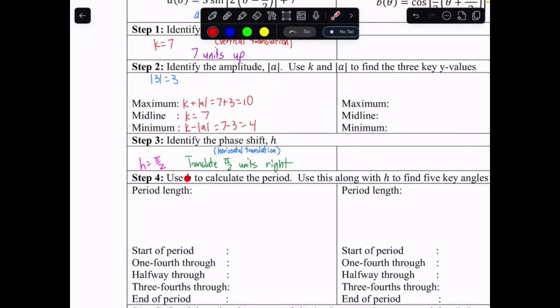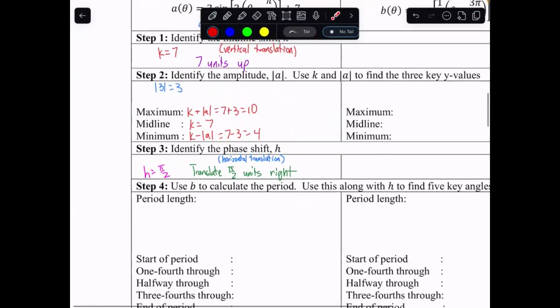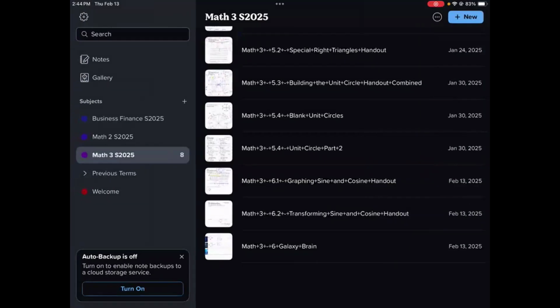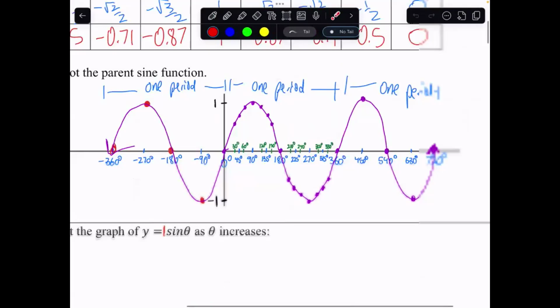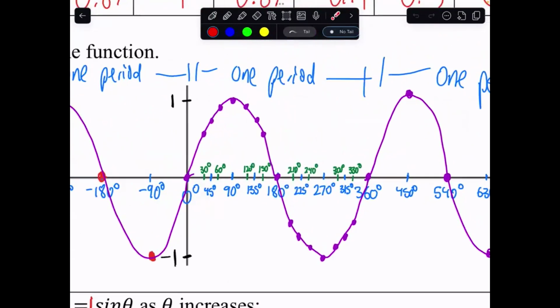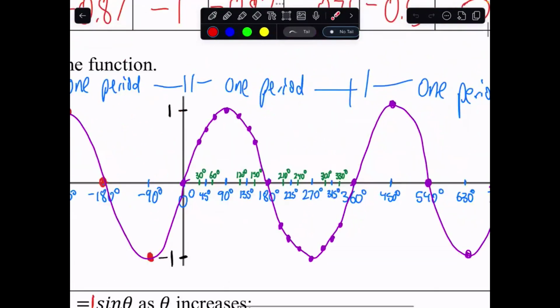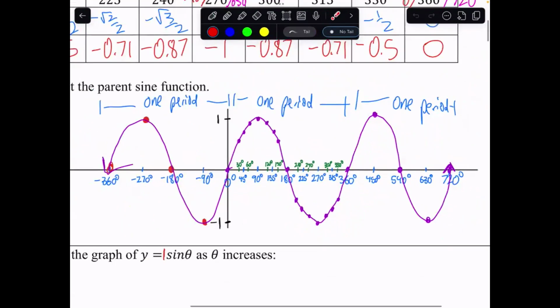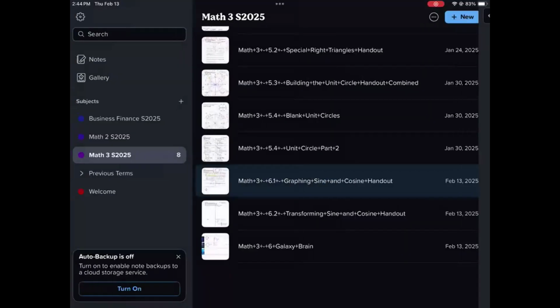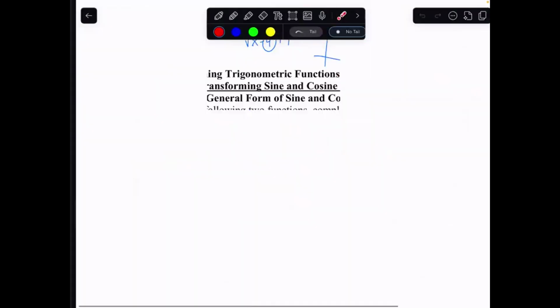Use b to calculate the period or period length. If I quickly go back to the first worksheet, how long was the period for the basic sine function? It started at angle 0 and it went to 360 degrees. So 0 to 360 degrees is 2 pi. The basic period was 2 pi. But when we have a b value, that can be changed.